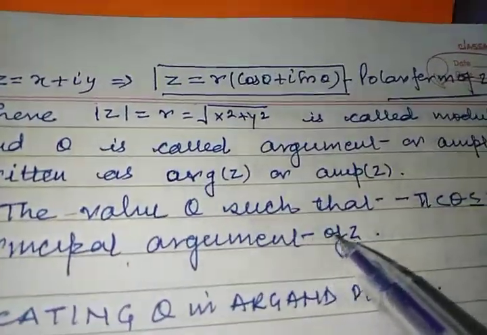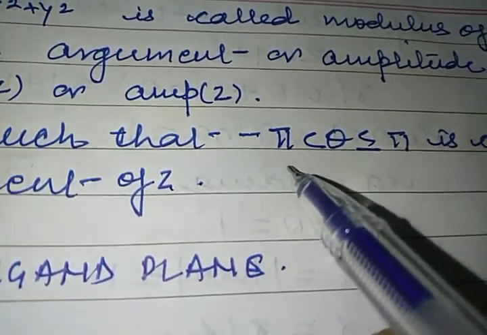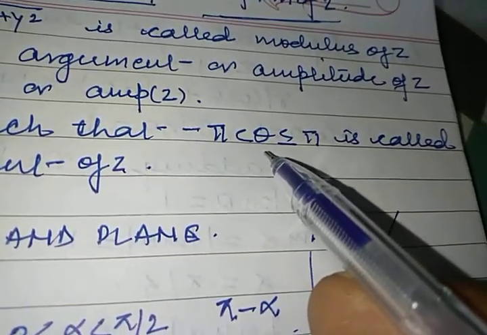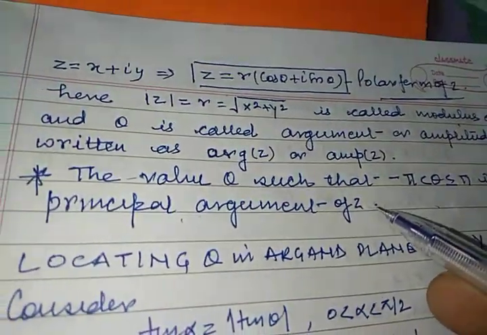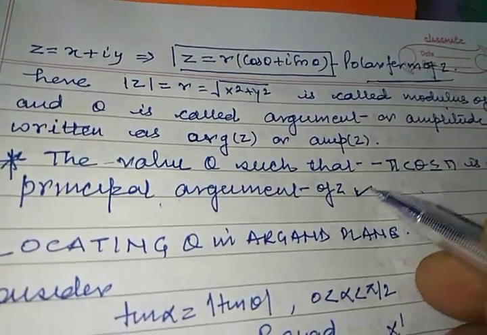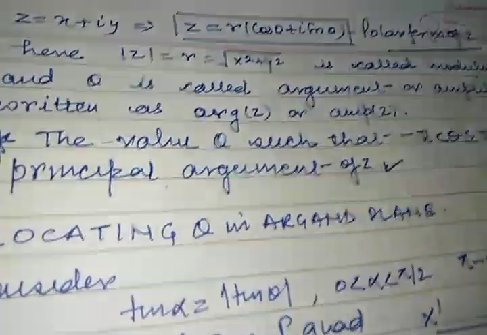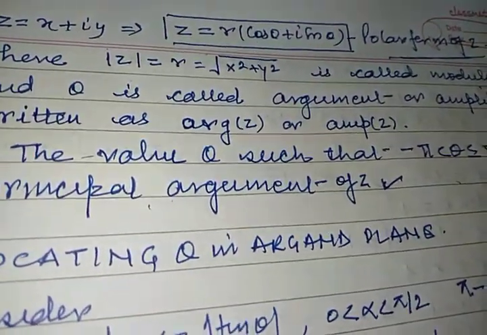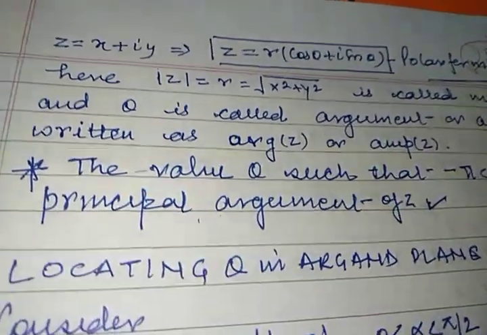The value of theta is such that it lies from minus pi to plus pi. It's called the principal argument of z. The principal argument will be learned in the coming classes in trigonometry, so don't panic. It has nothing to do with here.